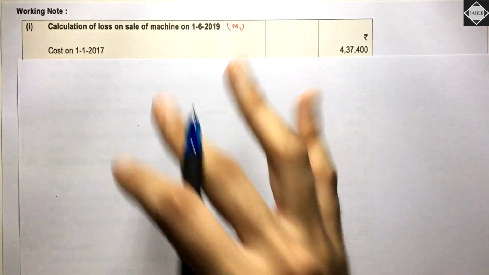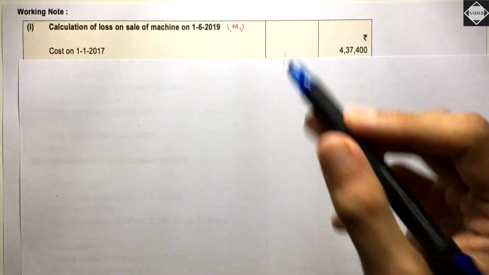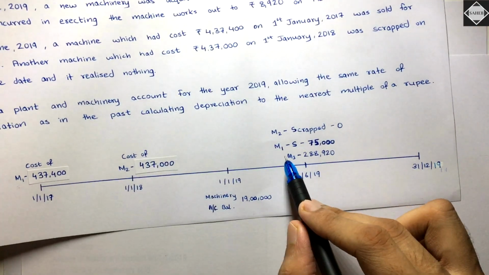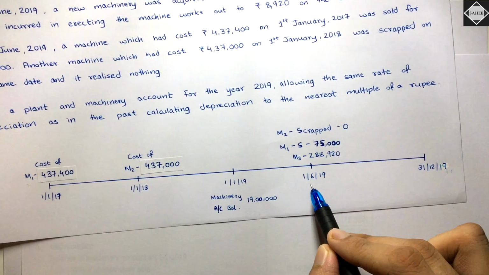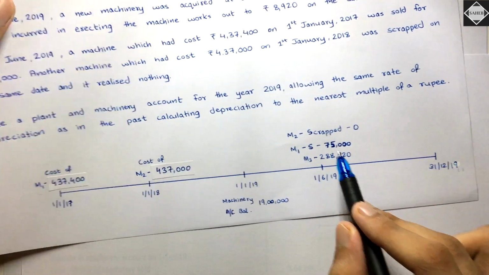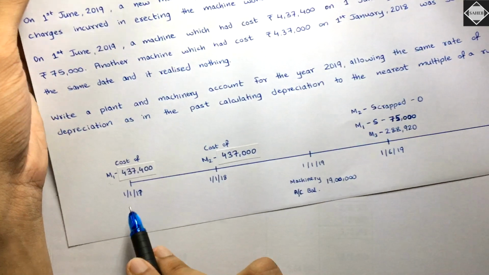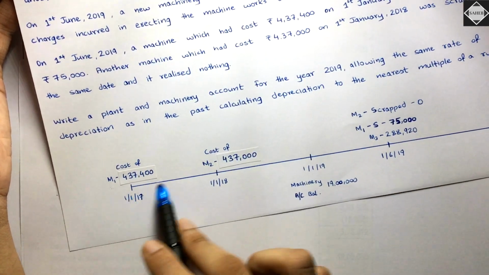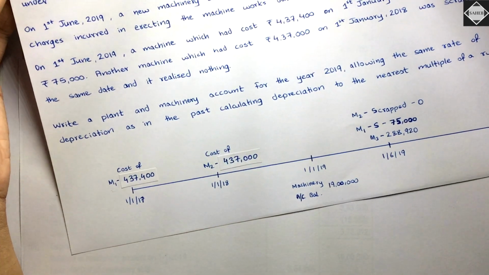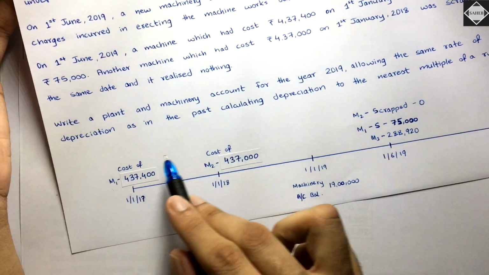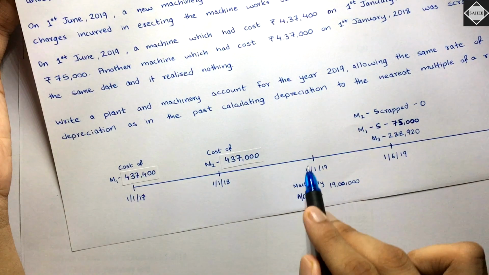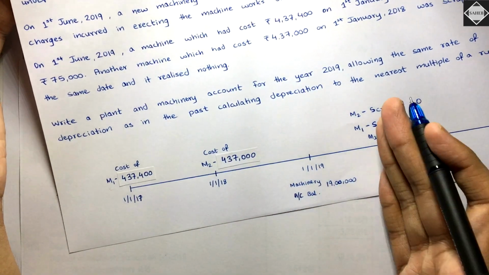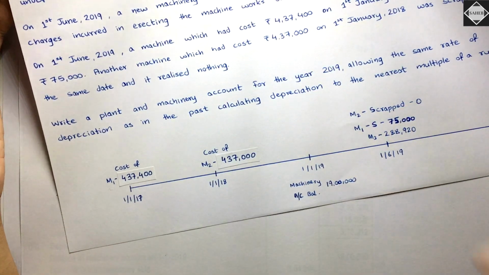Now see, here we have the working notes. Let's prepare the first working note, that is regarding M1. Which machine is that? M1. M1 means the machine which we have sold on 1st June 2019 for 75,000, and we have been given the original cost of that on 1st January 2017. That was 4,37,400. This was the cost, right? So what we had to do, I already explained to you, we have to charge the depreciation of 1 year, 2 years, and then 5 months, right? That is what we first need to do. We have to calculate the WDV on the date of sale and then compare that with the sale proceeds.